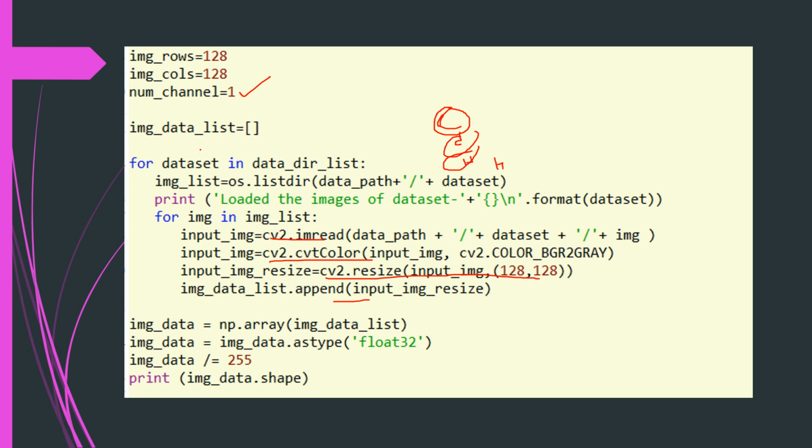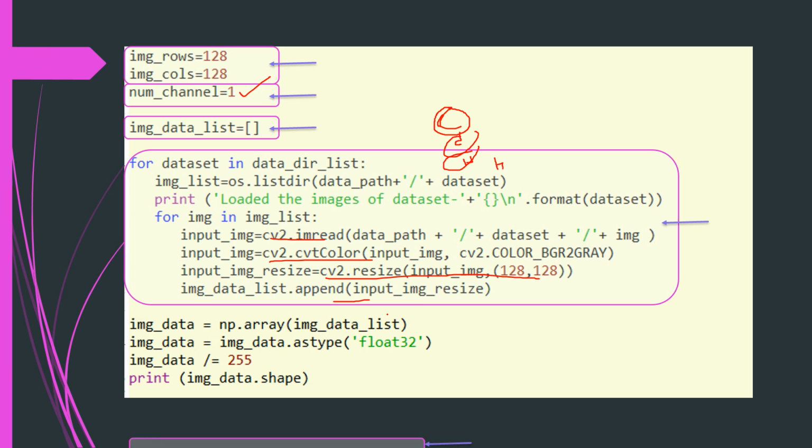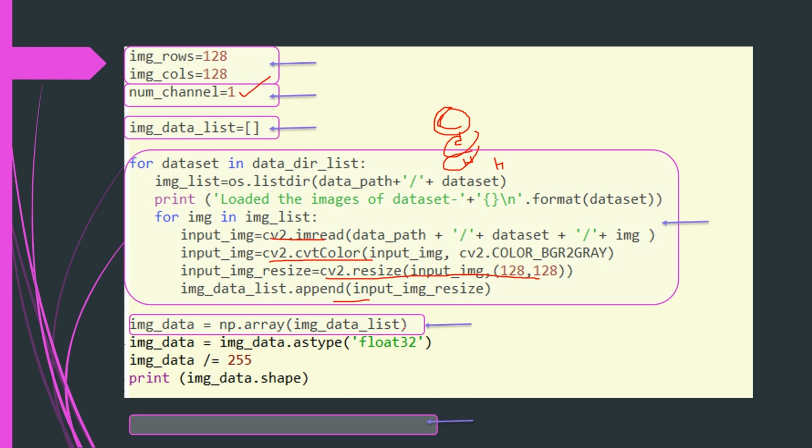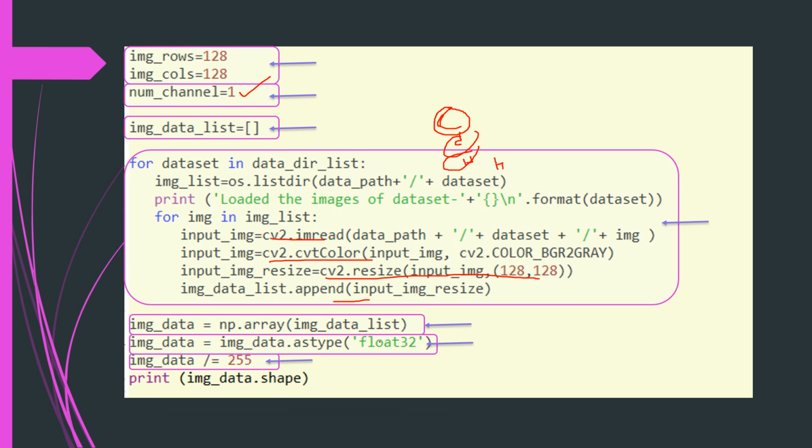Then I'm going to append it in this list. So at the end, this image data list will contain 808 samples. Now I'll convert it into an array, and then convert it into a float. And this one I divided by 255.